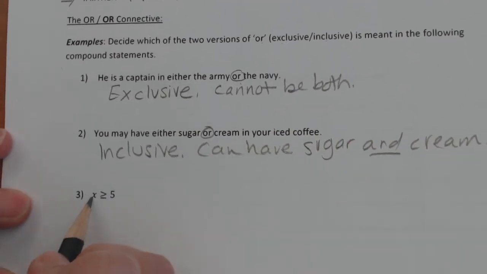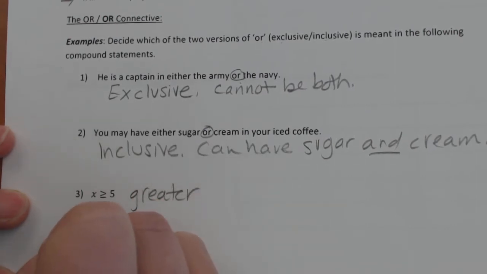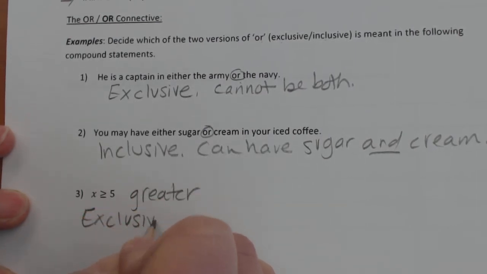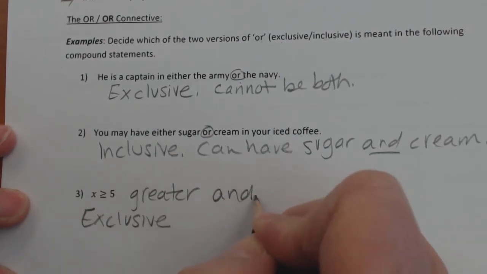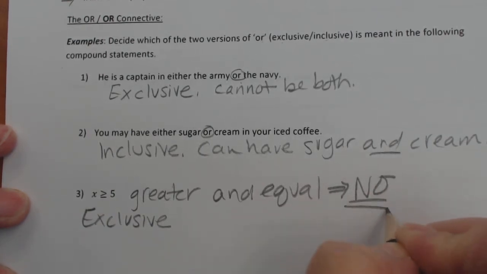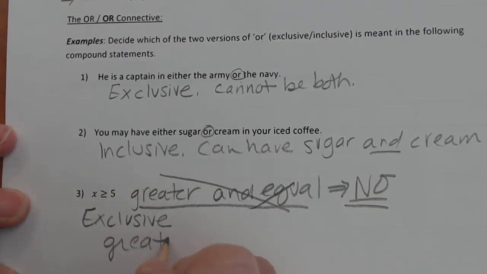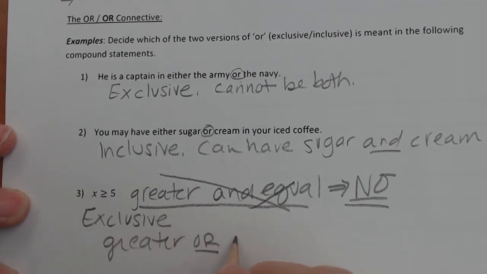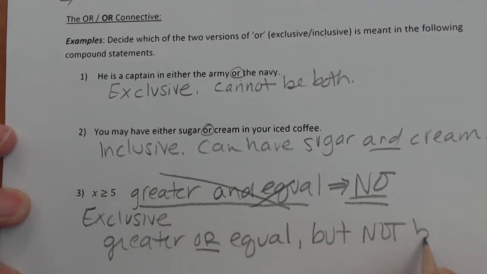And the last one, x is greater than or equal to 5. So this is going to be exclusive because it cannot be greater than and equal to. So greater than and equal to cannot happen. It's either going to be greater than or equal to, and that's it. So one or the other. Greater than or equal, but not both.